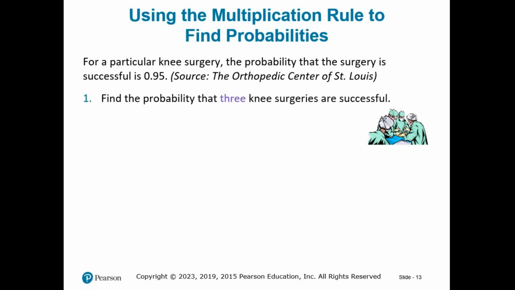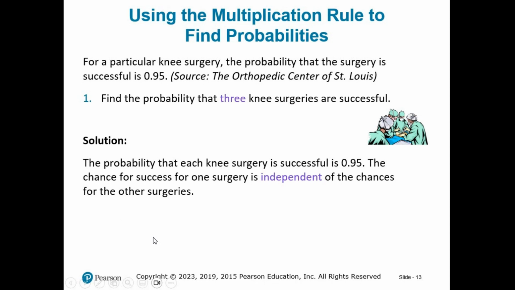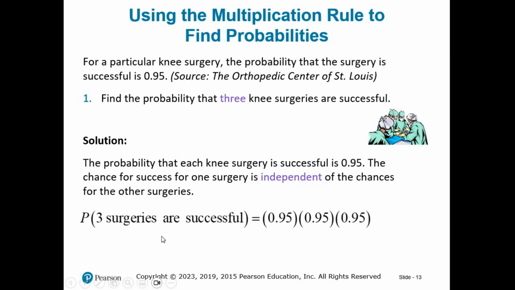The probability of 1 surgery being successful is 0.95. The chance for success for 1 surgery does not affect the chance for another to be successful. So another thing to note is these are independent events. Now that we know that they're independent, we can use the rule to simply multiply the probability of 1 success, 0.95, by itself 3 times, so that we have 0.95 times 0.95 times 0.95. This gives us about 0.857.